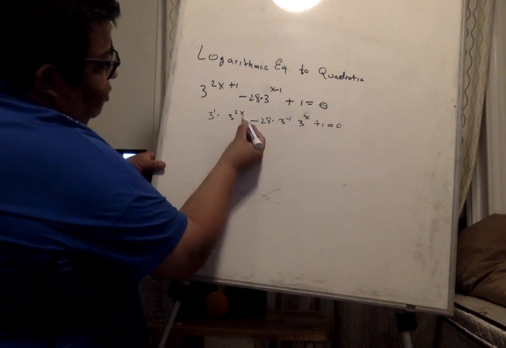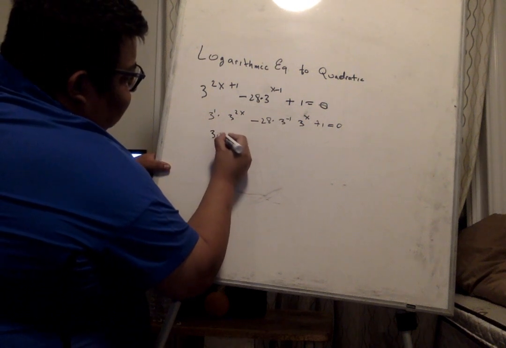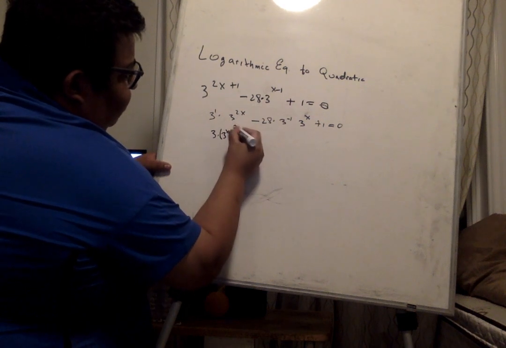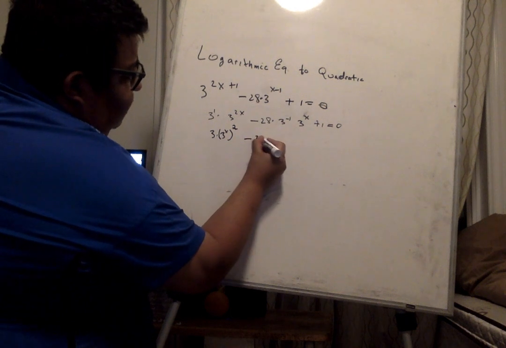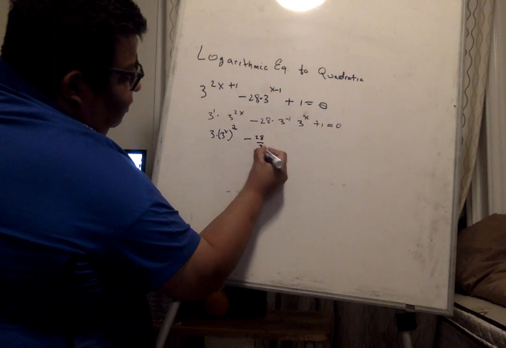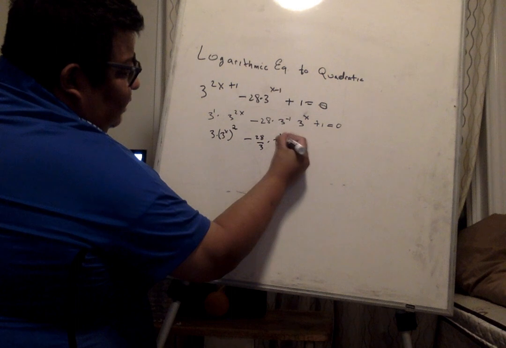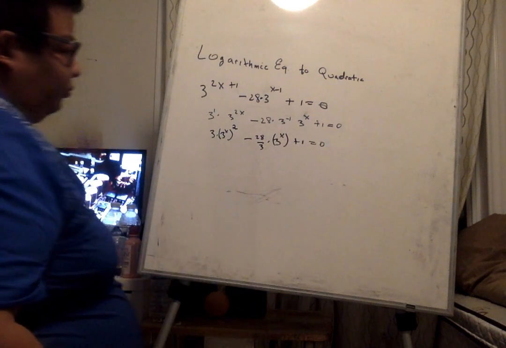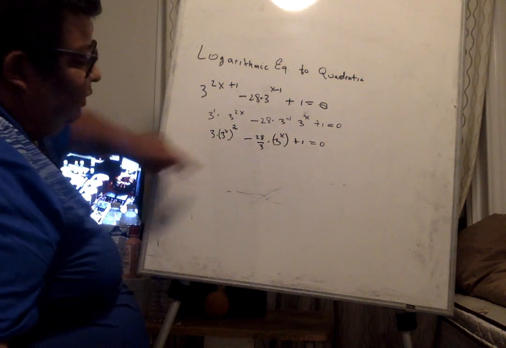Let's take out the 2x. The way I'm going to do it, this becomes 3 times 3 to the x, which I'm going to put in parentheses, and I'm going to put a 2. So I took out the 2, minus 28. I'm going to move the 3 to the bottom, so that's going to be 3, then times 3 to the x, in parentheses, plus 1 equals 0. Now it looks like a quadratic. So instead of having x, I just have 3 to the x.